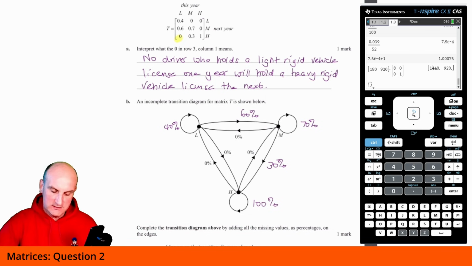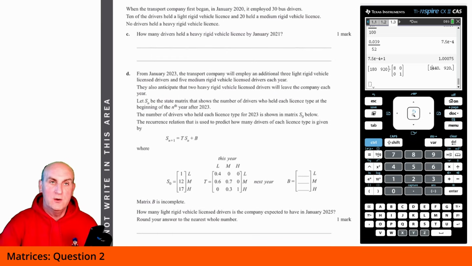Cool. Again, 1 mark. I like these questions. These are designed for people who struggle with maths. All of these exams have sections that you should be able to do.